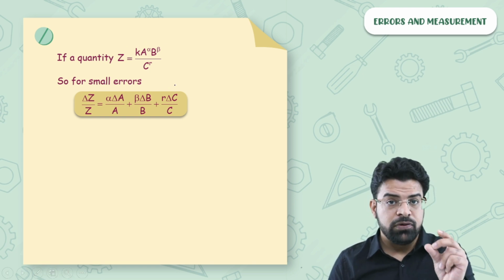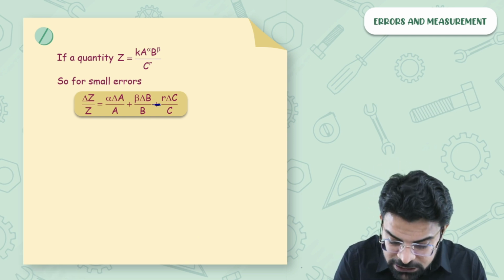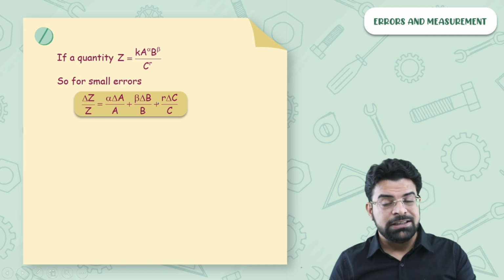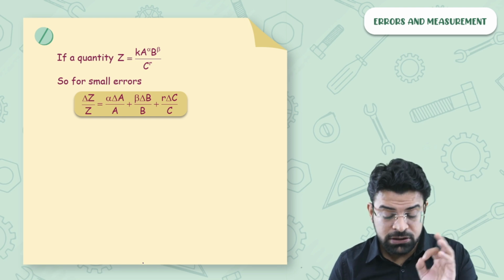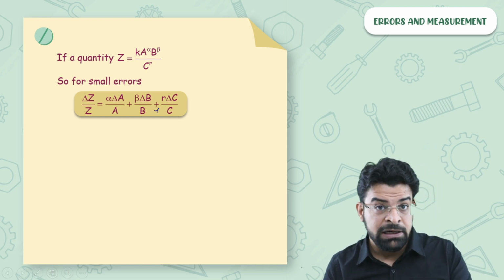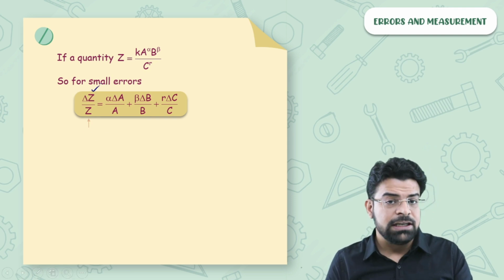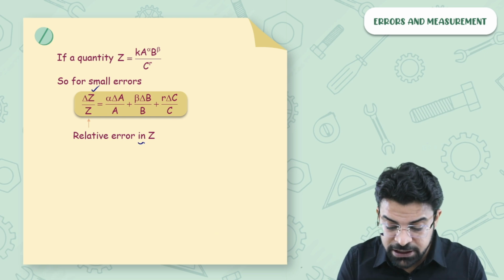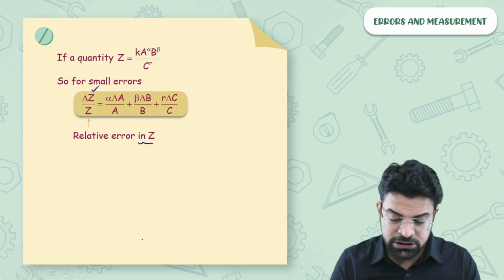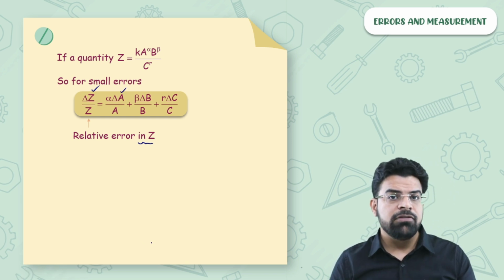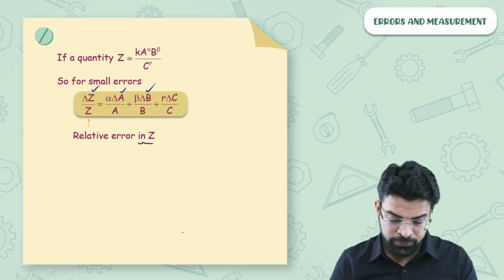Now you will say, sir, few days back you taught us about change. There you placed here a minus sign. Now today you are placing here a plus sign. Errors always add up. That's why I'm placing here a plus sign. Keep this in mind. So this quantity delta z by z represents what? It represents relative error in calculation of z. Similarly, what is delta a by a? Relative error in calculation of a, delta b by b, relative error in calculation of b, and so on.